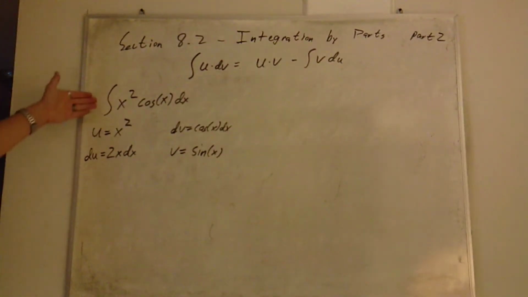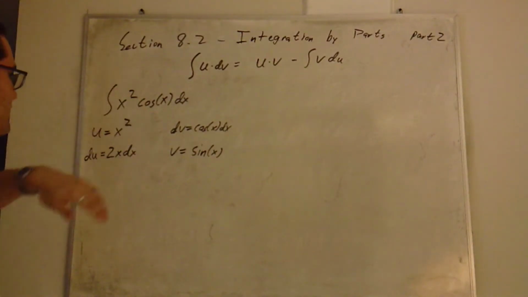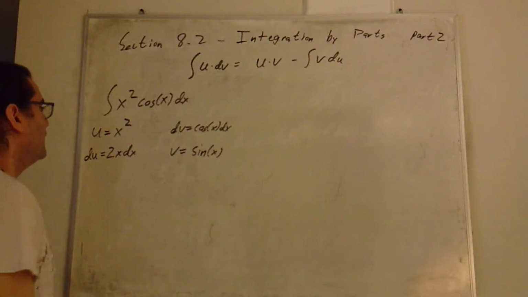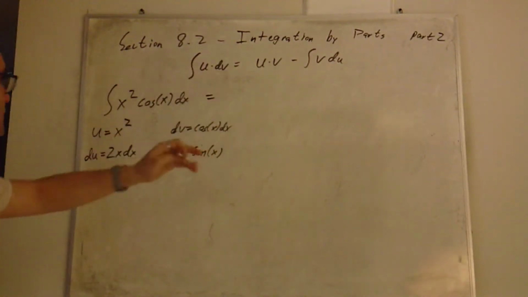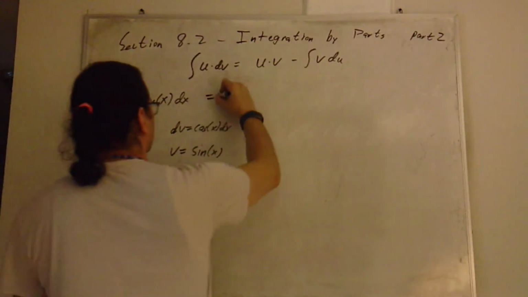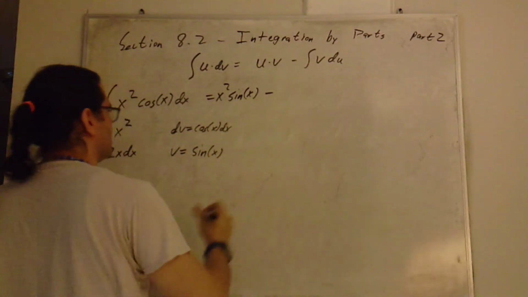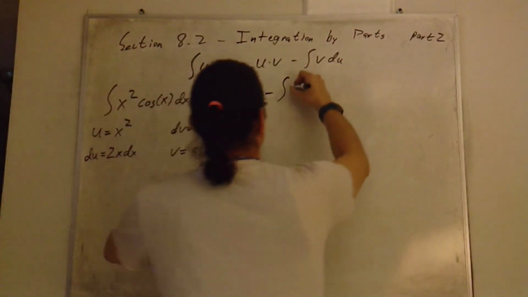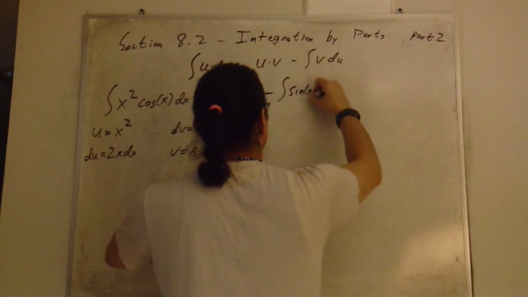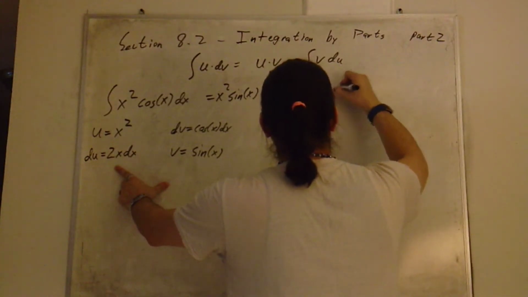This is very similar to that first example we did in the first video. It's just x squared now instead of an x. So we can run this through the formula. U times v is x squared sine x minus the integral of v, sine x, times du, 2x dx.